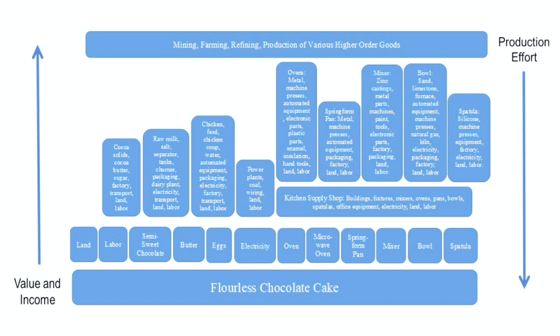On the other hand, value and income, value is imputed up the structure of production, income is directed up the structure of production. And that illustrates the principles of derived demand, right? Semi-sweet chocolate and butter and eggs and the mixer and the spatula and the springform pan, they are all demanded because they can be used, they're valued because they are used to make another good that is also valued. Right? If people took utter leave of their senses and decided, you know what, I reject flourless chocolate cake. I care nothing about civilization.